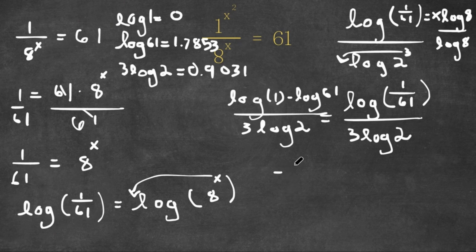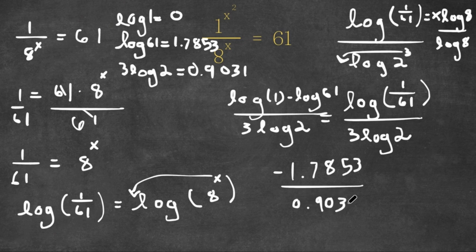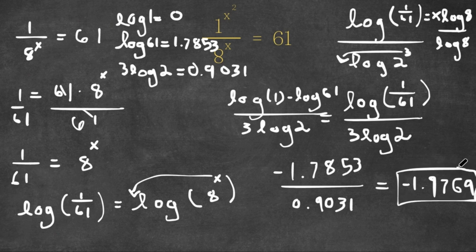which is just negative 1.7853, divided by 0.9031, and this is equal to approximately negative 1.9769. So this is our answer.